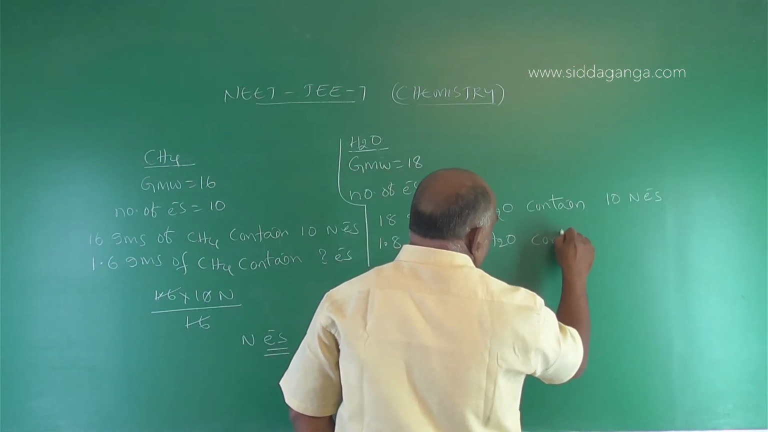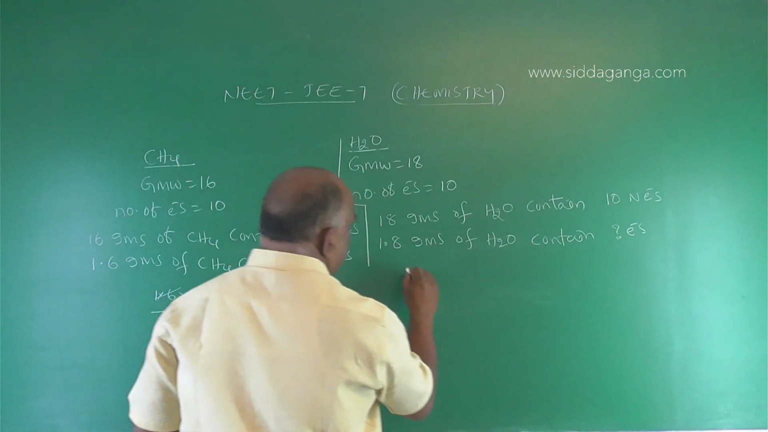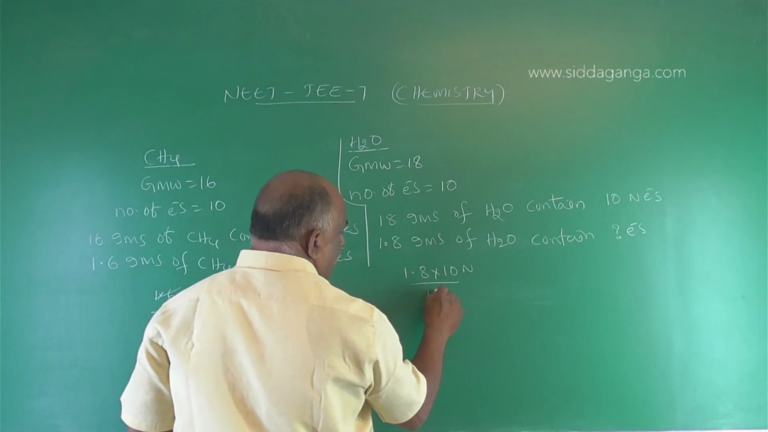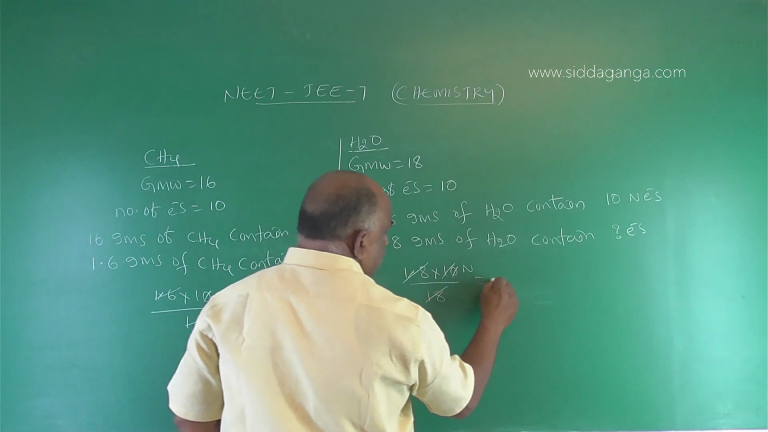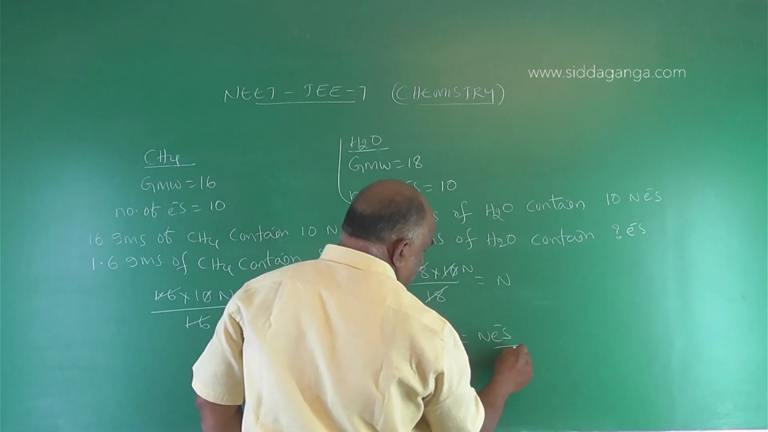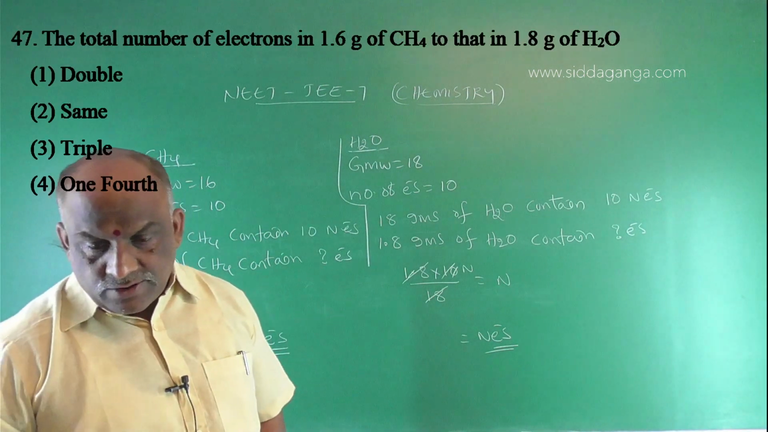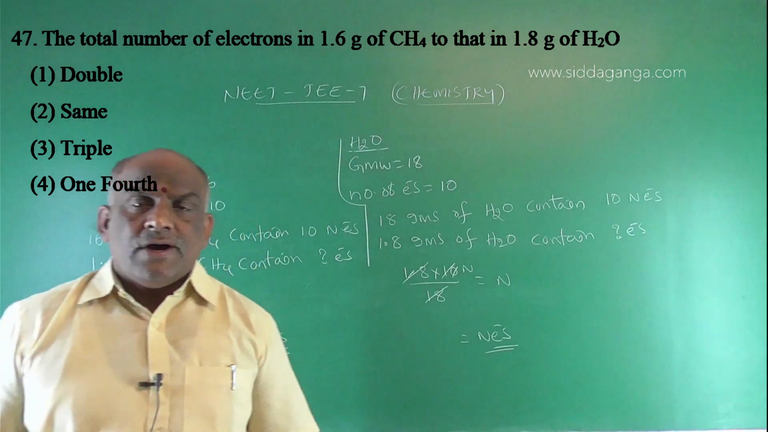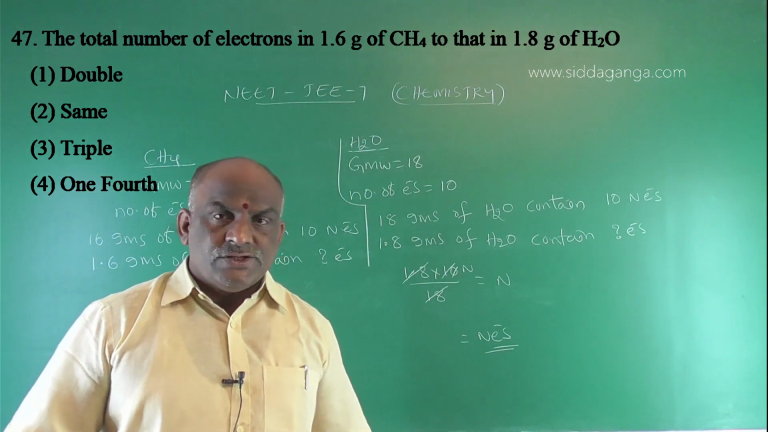1.8 grams of water contain how many electrons? So here also we should go with 1.8 into 10N divided by 18. The point and 0 get cancelled, 18 gets cancelled. How many electrons? Here also we will get N electrons. So once you go through that question, my dear students, the total number of electrons in 1.6 grams of methane and 1.8 grams of H2O.